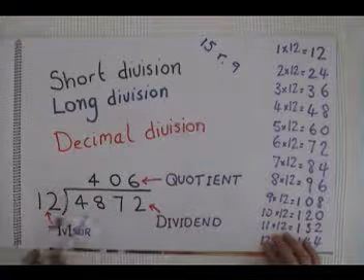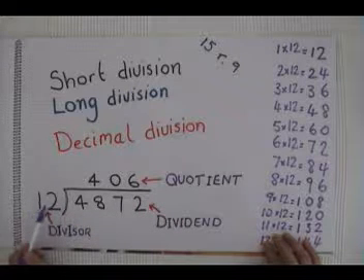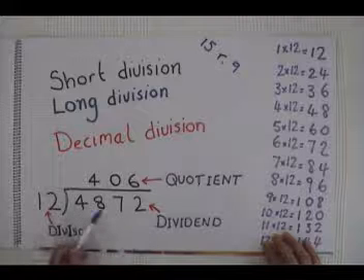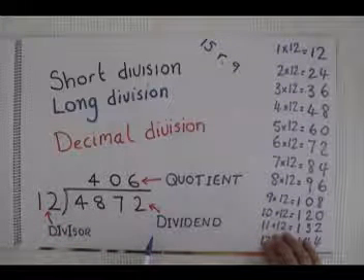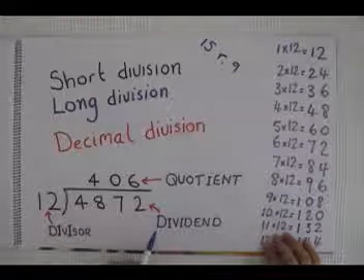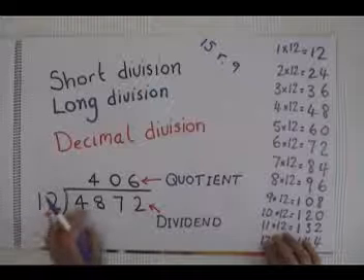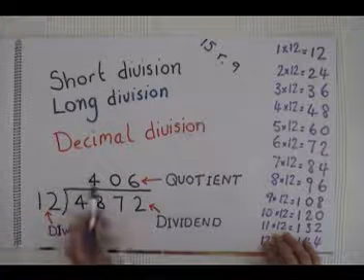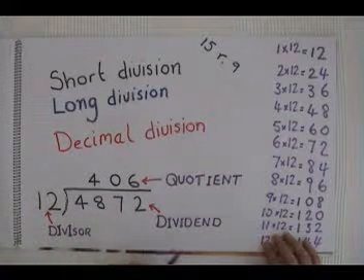So in this example, the divisor is 12, the dividend is 4,872, and the answer to how many times does 12 fit into 4,872 is 406.